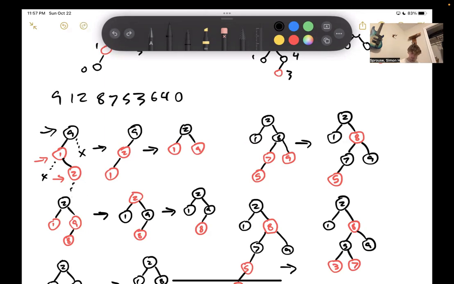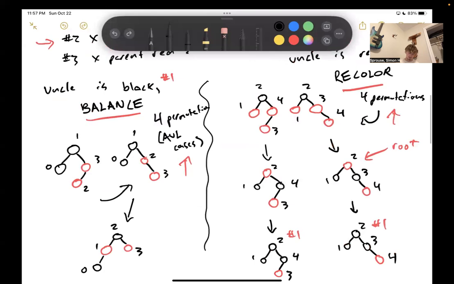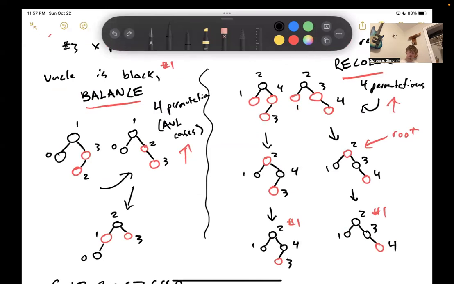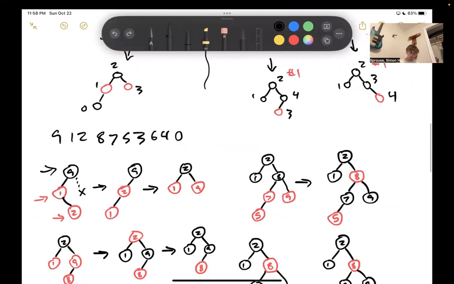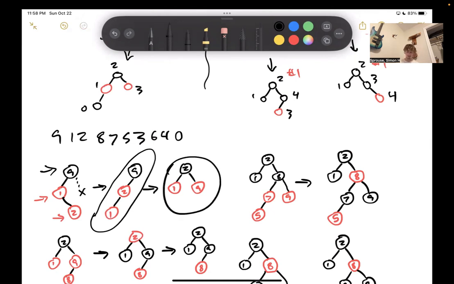Don't worry too much about it. So now we've got to handle this according to the black uncle case. So what did I say? If the uncle is black, you balance. So we're going to perform an AVL rotation. This is just a straight up AVL rotation, a 2-part AVL rotation. Hopefully you remember that. If you don't remember AVL rotations, probably go refresh yourself. And then you're going to recolor these 2 nodes just to make it make sense.